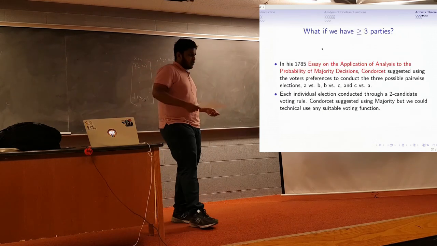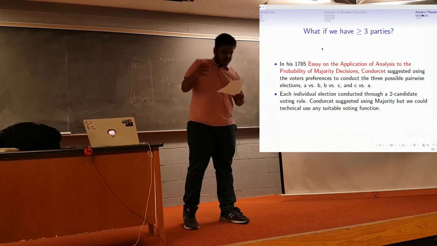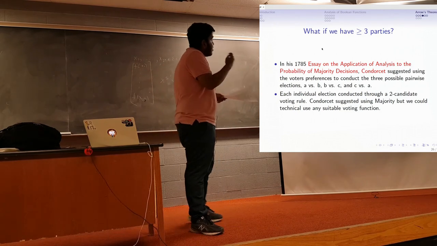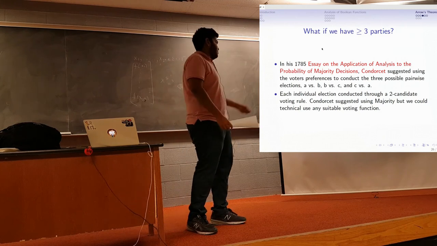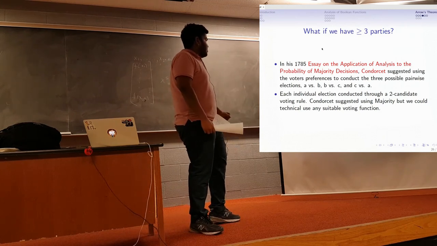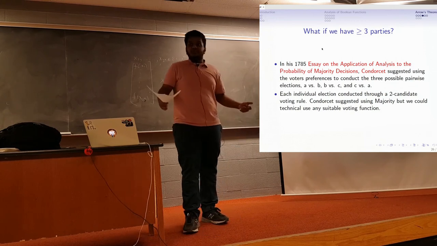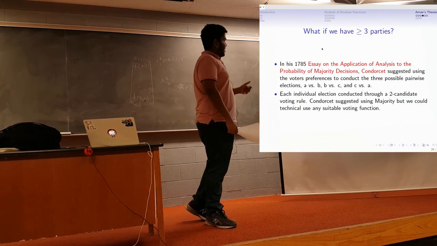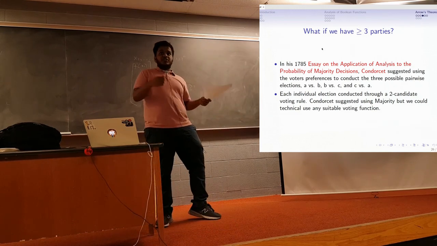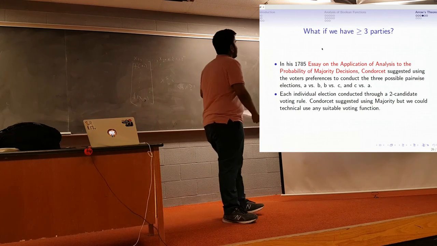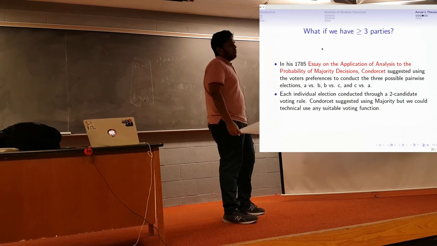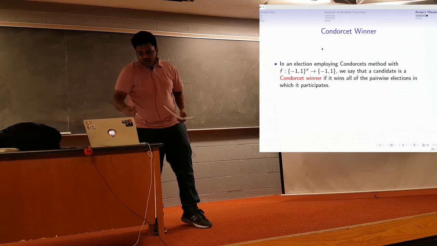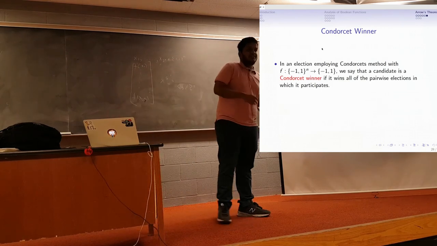Now, that was about two-candidate voting rules. But what about if we move beyond two candidates to, say, three or four or even five candidates? So for three-party elections, Condorcet suggested in his essay that we could conduct three elections. So we say we have three candidates A, B, and C. We could conduct an election between A and B, B and C, and C and A, and use any function to conduct those individual elections and aggregate those elections somehow. And he suggested using majority for each of those particular two-party elections, and he suggested that you get a winner when a candidate wins against all the others.